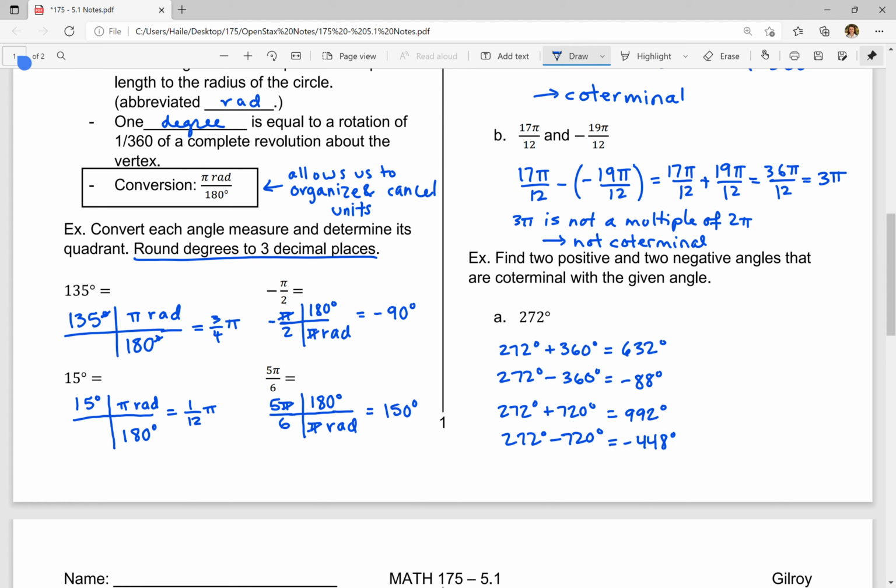The name of the game here is, again, you can pick any multiple of 360. Just make sure that some are added and some are subtracted so that you have the correct number of the angles that they want.